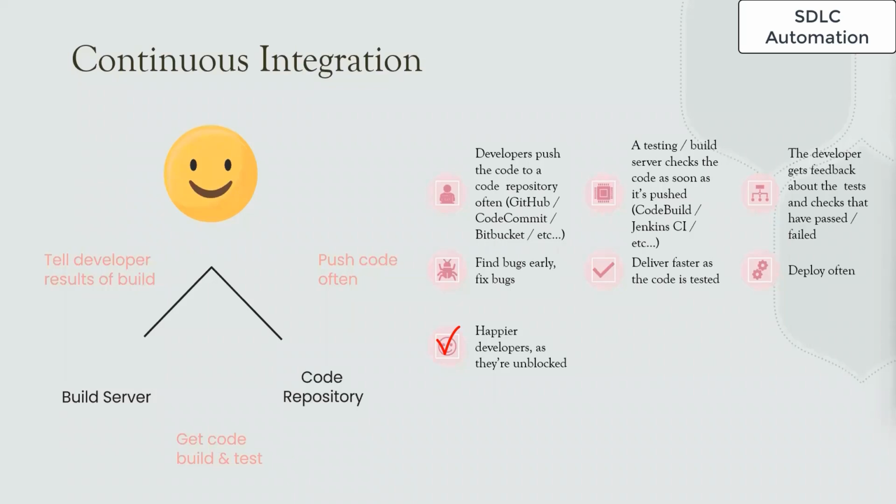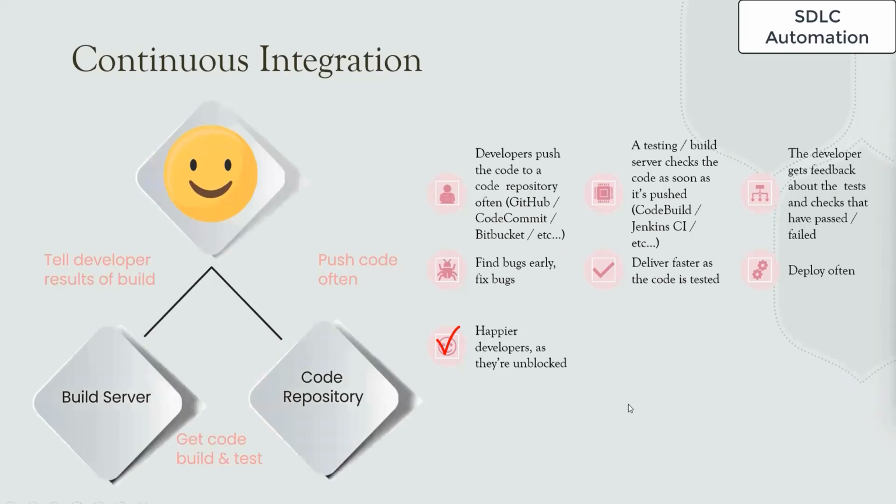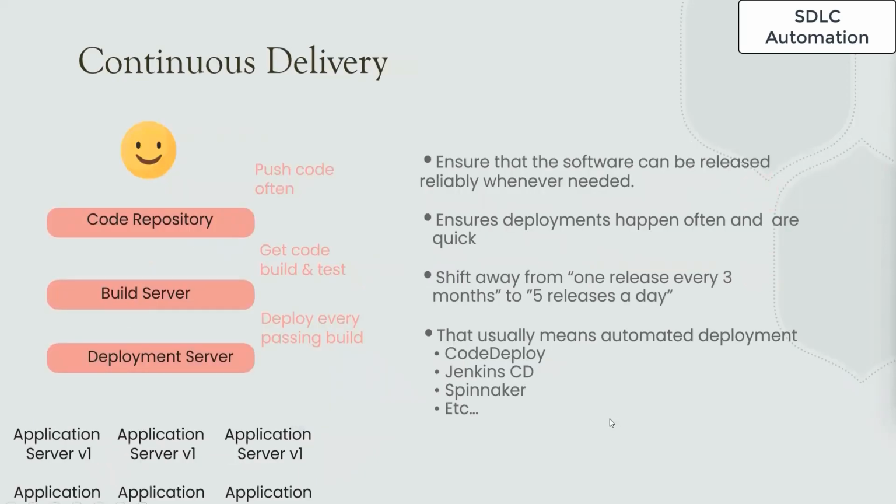It creates an ultimate happy scenario because everyone is able to proceed. Most importantly, every code that is pushed by the developer to CodeCommit or any other repository is being tested. One more concept that you would come across while working with DevOps is continuous delivery. Continuous delivery is a scenario where we ensure that the software can be released reliably whenever it is required. It ensures my deployments can happen often and are quick.